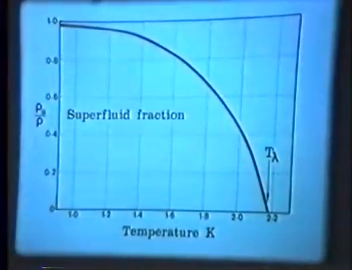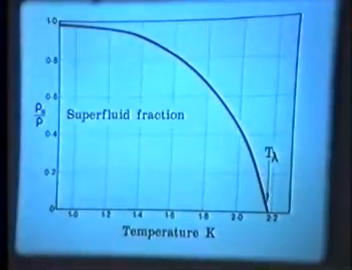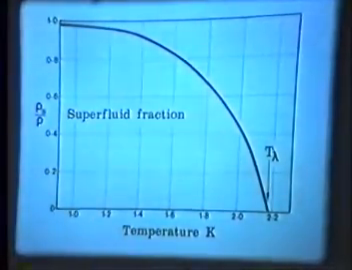ρS can move without friction, carries no entropy, and it comprises the whole liquid at absolute zero. Above 0 K, ρN appears, embodying all the thermal excitations and the entropy. ρN increases with rising temperature, while ρS declines and vanishes at T lambda.